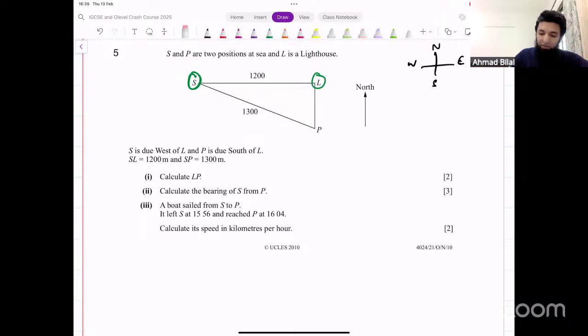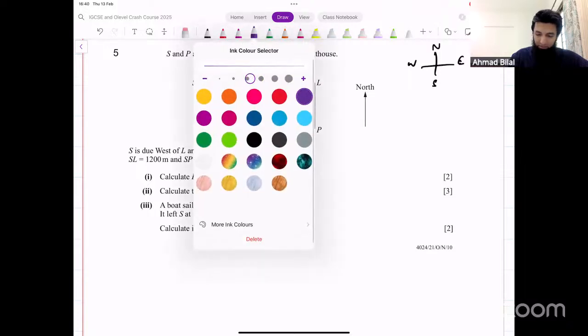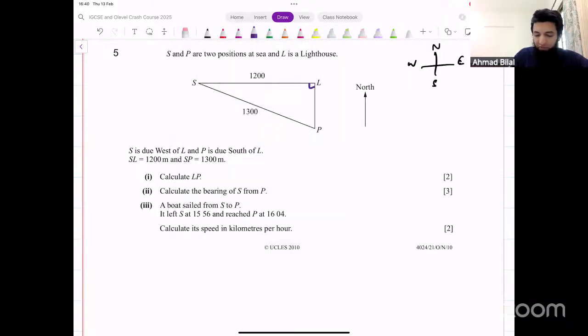P is due south of L. So P is right below L like this. They've shown you this in the diagram as well. You have the lengths given, SL and SP. First of all, they want you to find the length LP. Now how do you find the length LP? It's a right angle triangle, right? We know that because this is the horizontal line, this is the vertical line, so the angle has to be 90 degrees. So we can use Pythagoras. That will be the quickest way of figuring this out.